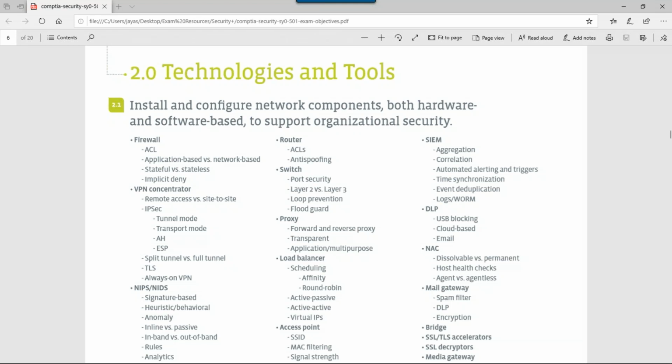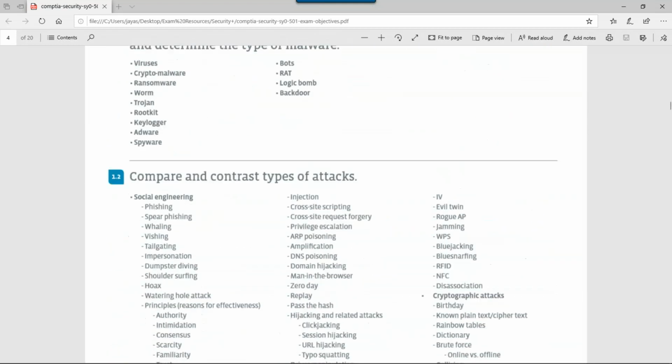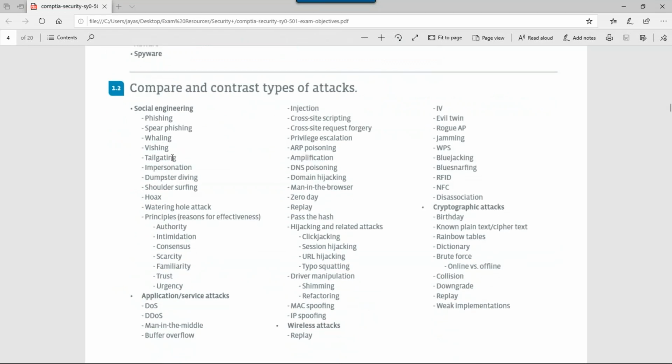Let's see. Kelly said she struggles with keeping some of the terms straight, whaling versus spearfishing. Yeah. Luckily, that type of stuff is just about doing what you have to do to instill it, to figure out the difference between phishing and spearfishing versus whaling, right? There's a ton of them. Some of them are easy to pick out, like dumpster diving, tailgating, impersonation, shoulder surfing. This type of stuff kind of speaks for itself.